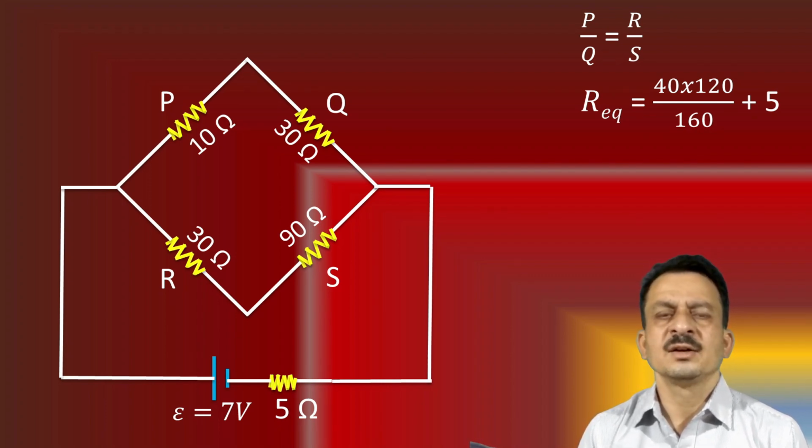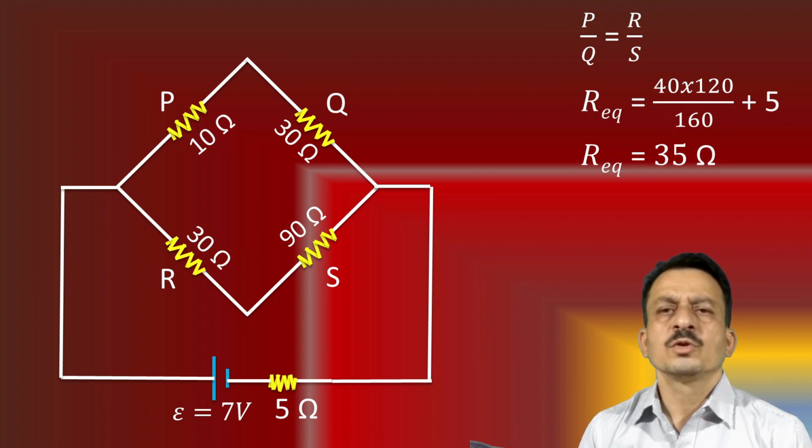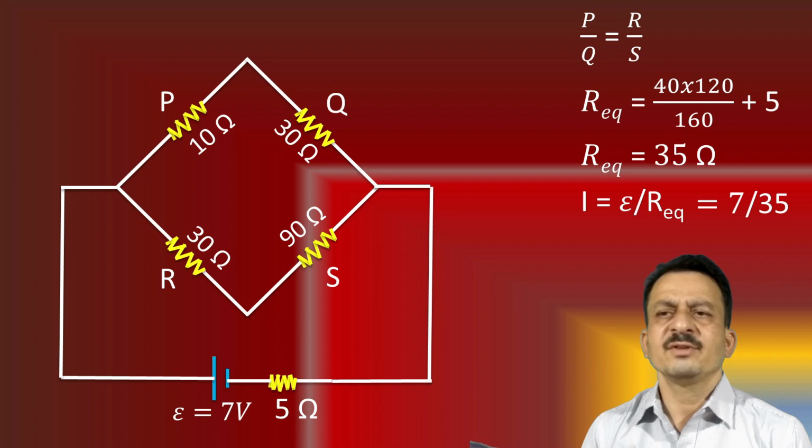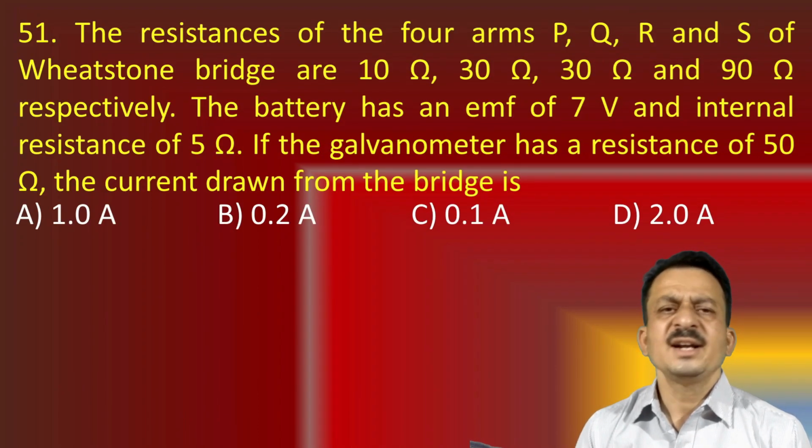Therefore, we use the parallel resistance formula, R1 R2 divided by R1 plus R2. Therefore 40 into 120 divided by 160 plus 5 is the internal resistance of the cell, that is 5 ohm. Now simplifying this one, we will get 35 ohms. Therefore total resistance of the circuit is 35 ohms and the voltage is 7 volts. Therefore current drawn from the battery is I is equal to E by R equivalent, that is 7 by 35, it is 0.2 amps. Therefore B is the right answer here.